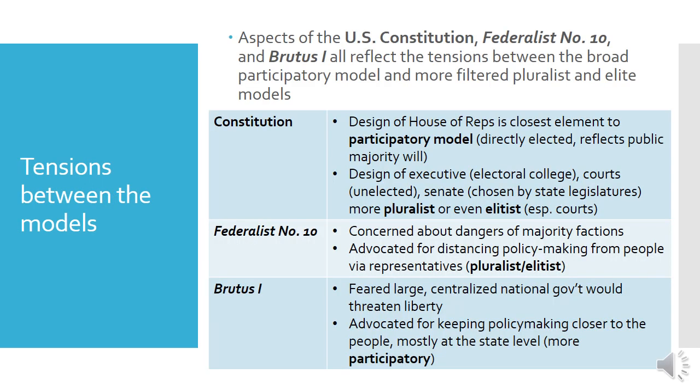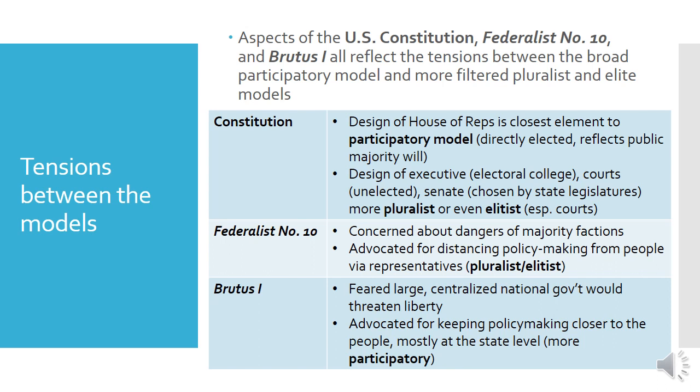Okay, so first of all, and this is something before we get to some concrete examples in our institutions, let's talk about some of the different documents that were part of the debate in our early founding period and how they exemplify the belief in these different models. So specifically, the syllabus asks you to consider the U.S. Constitution, Federalist number 10, and Brutus 1 in terms of how these reflect the tensions between the broad participatory model and the more filtered pluralist and elite models.